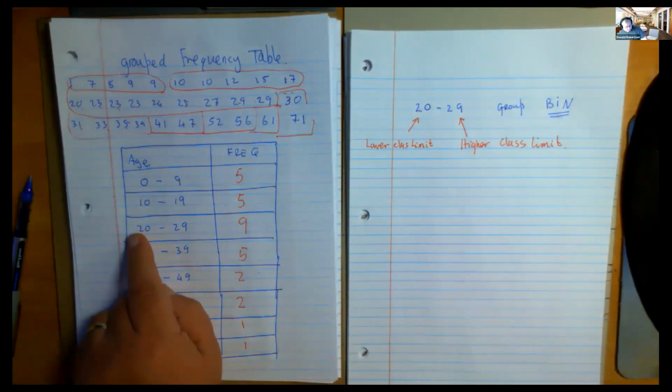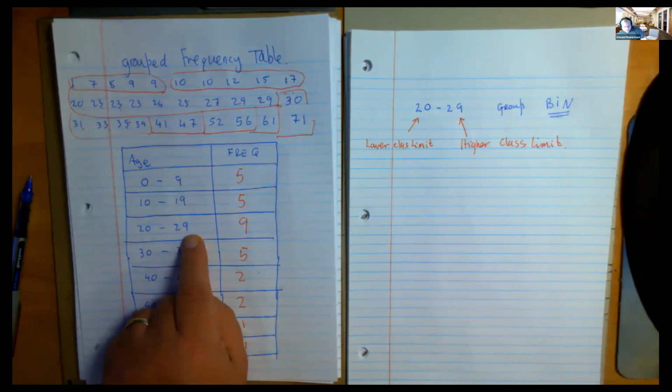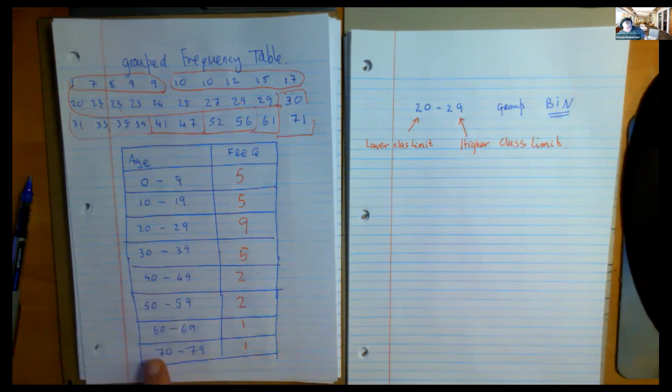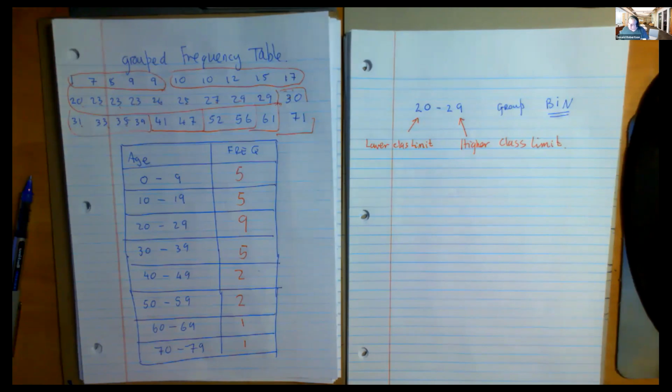So if I was talking about the third group or the third bin, the lower class limit is 20 and the upper class limit is 29. If I was talking about this group or bin, the lower class limit is 60 and the upper class limit is 69. So we're just introducing vocabulary. So if you see a question and they say lower class limit or upper class limit, do you now know what they're talking about? You can understand from the term. Are we good?